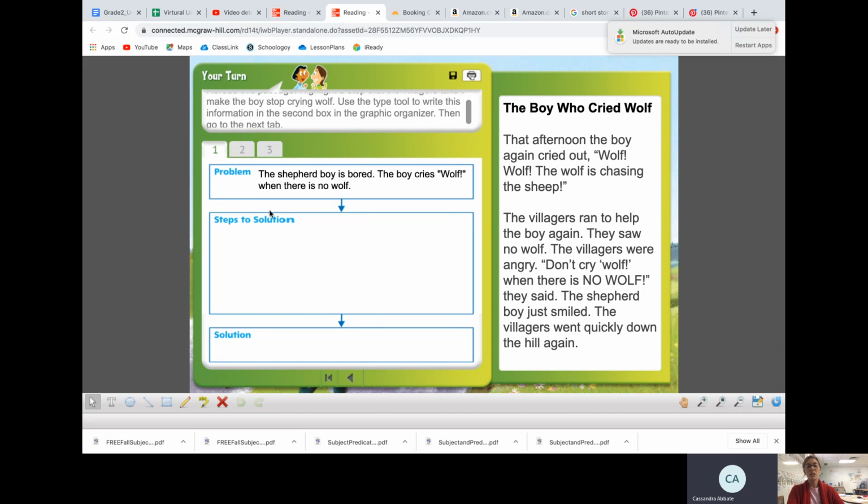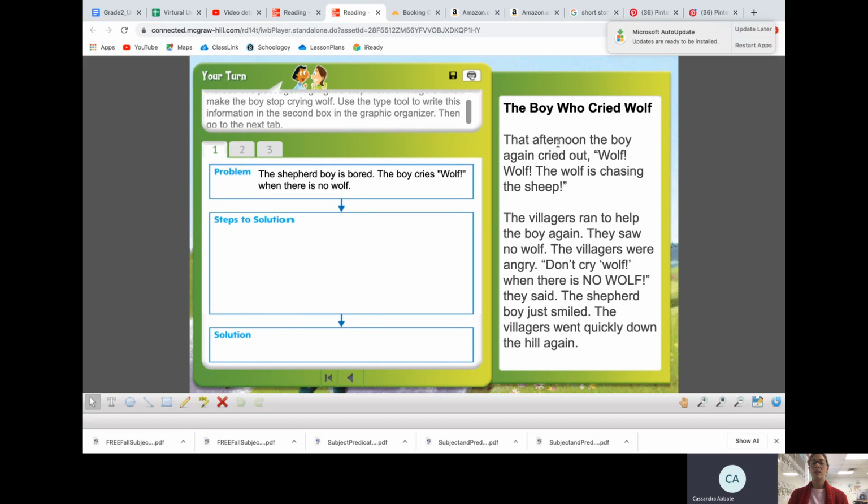Okay, so what were the steps? So the problem again, the shepherd boy is bored, he cries wolf, and there is no wolf. Okay, so I know we all know what the solution is in this story because we're all very familiar with this story. But let's reread and find what the villagers did to help the shepherd boy solve his problem.